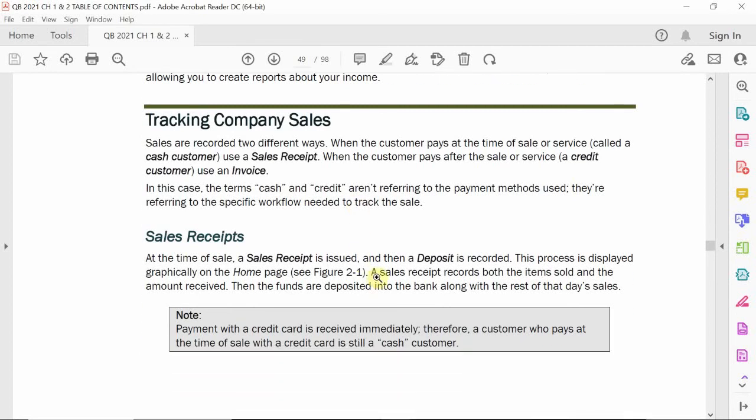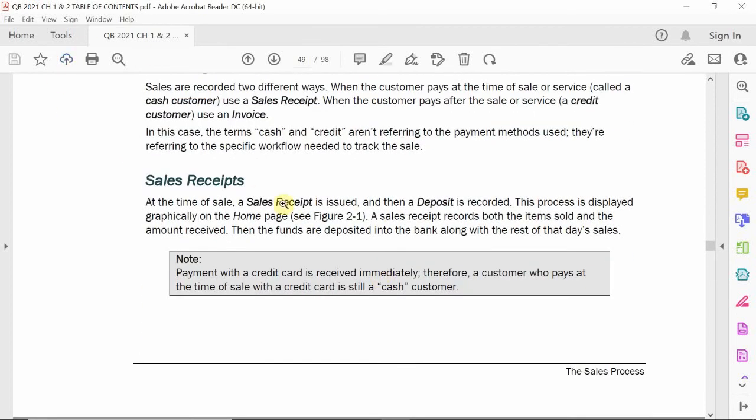Okay? So the thing that we're going to be dealing with is a sales receipt, which is meant for our cash customers. So when we collect our cash at time of sale, we must issue our customers a sales receipt. Think of it like you're at a shop, pressing numbers into a cash register, and you have to give the customer a receipt. This is the same exact thing. This is the sales receipt right here.